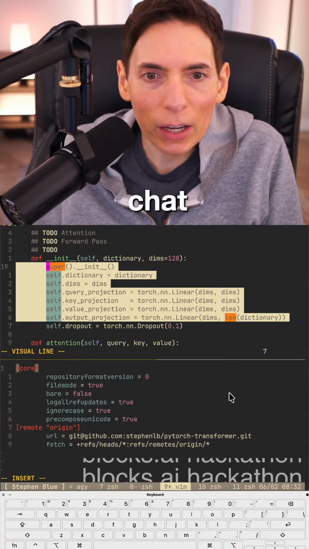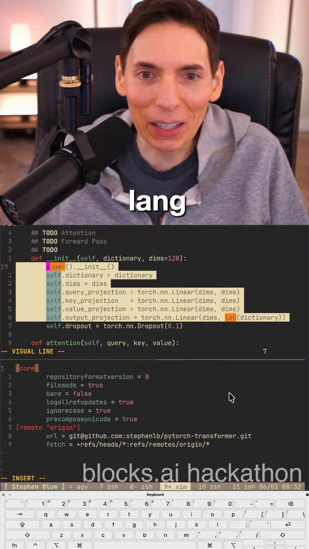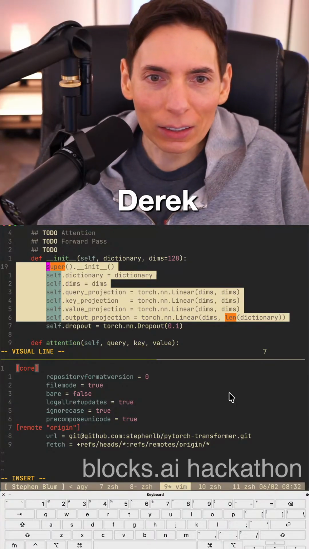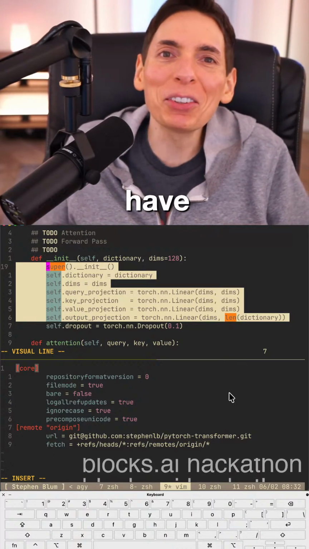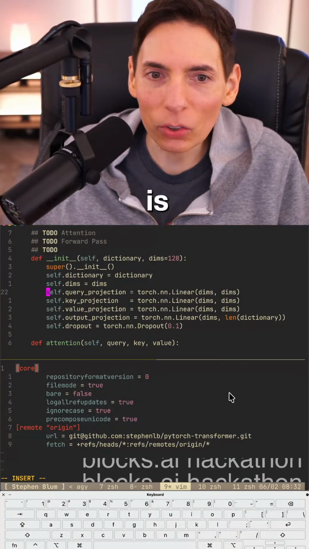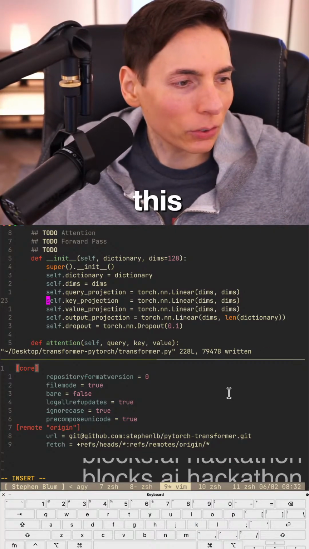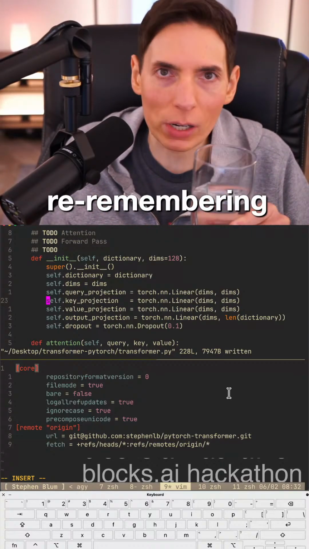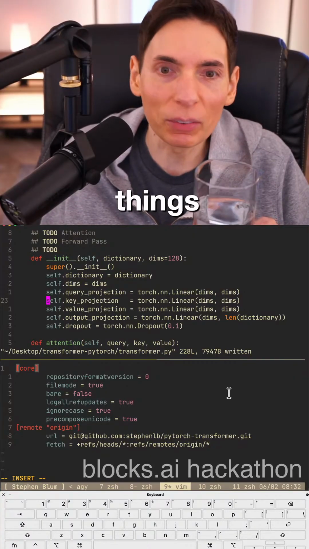I'm seeing people in the chat have already made LLMs. Yeah, exactly. Somebody has been making large language models. We're talking about Derek and Cloudhead, or Dina. True, you have as well. Yep, exactly. Because everyone is so knowledgeable. Yeah, I know. Y'all have already done this. I only did this a couple years ago, and I'm remembering it. Although I didn't do it completely, because I've missed a few things.